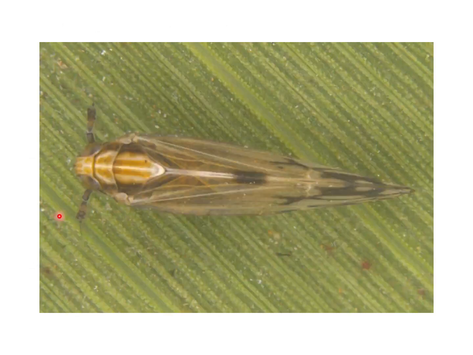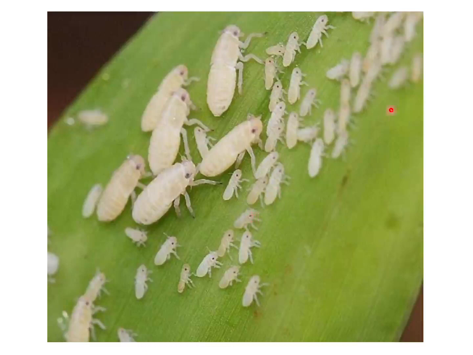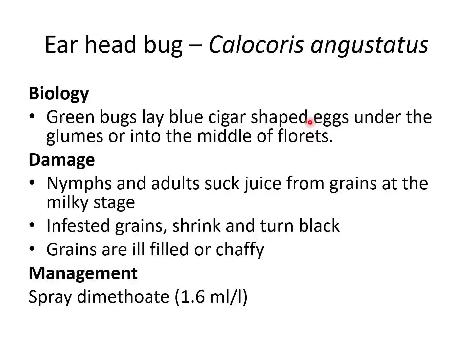This is the bug Peregrinus maidis. See the wedge-shaped insect belonging to family Delphacidae. The nymphs suck sap from the plant. The next one is earhead bug Calocoris angustatus belonging to the family Miridae. The nature of damage and all symptoms are similar to rice bug. The bugs are green in color.